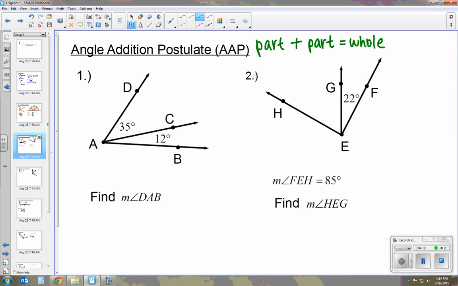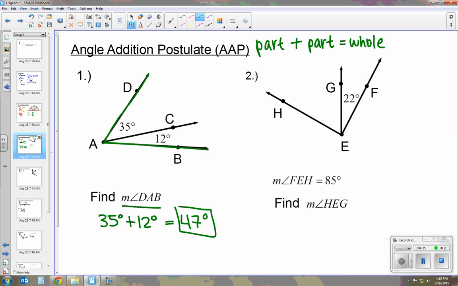I ask you to find the measure of DAB, and let's outline it to see what we have here. So DAB is the whole angle. So what we can do is we can take the two parts and add them together. And we get 47 degrees. Part plus part equals whole. Make sure we have the degree symbol on there.